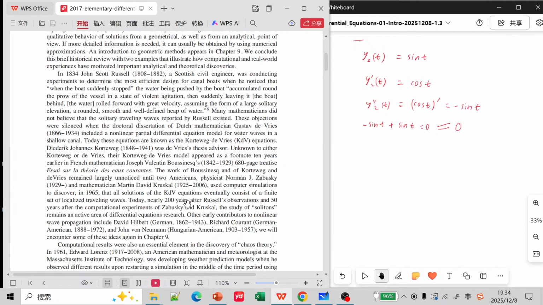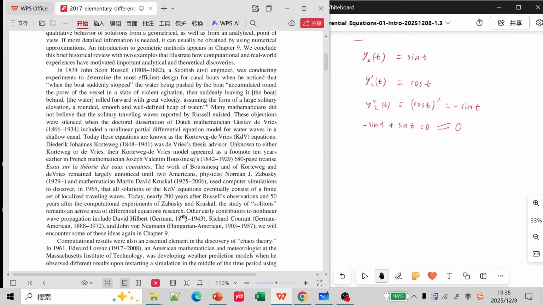Today, nearly 200 years after Russell's observations and 50 years after the computational experiments of Zabusky and Kruskal, the study of solitons remains an active area of differential equations research. Other early contributors to nonlinear wave propagation include David Hilbert, Richard Courant, and John von Neumann. We will encounter some of these ideas again in Chapter 9.